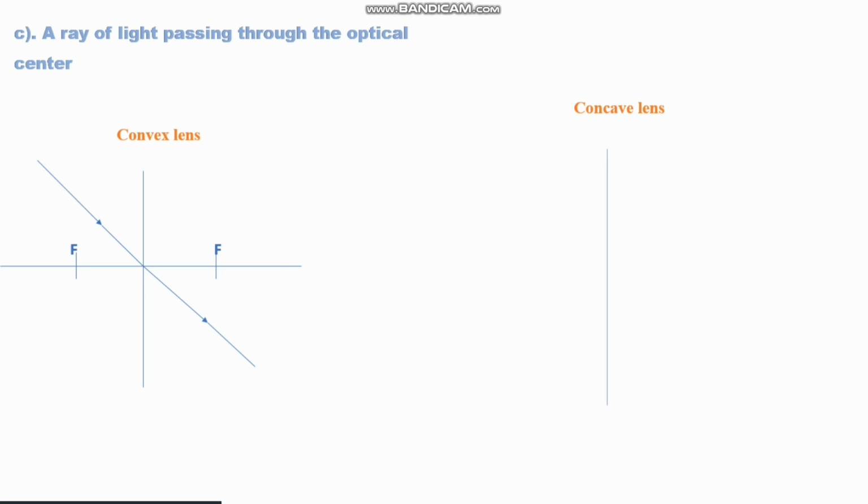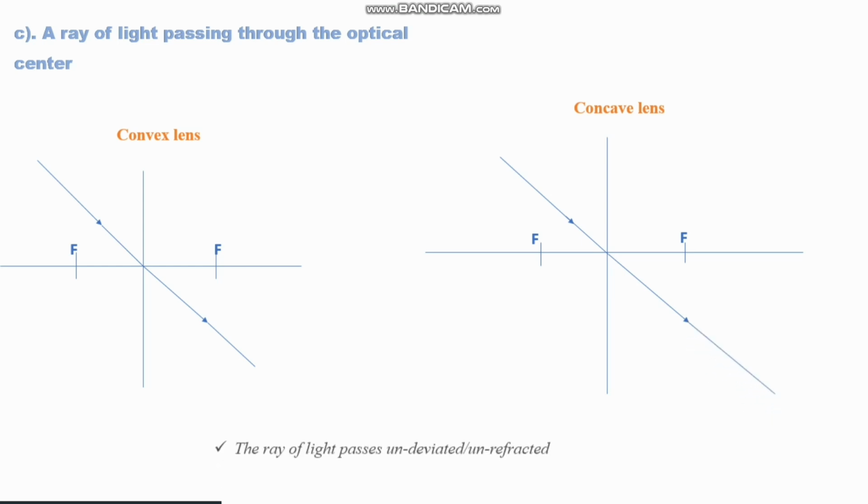The same case applies to the concave lens. We have the principal axis and the optical axis. The center is the optical center. We have a ray of light passing, so this ray passes undeviated. So for both cases, the ray of light passes undeviated or unrefracted. So that is the third kind of ray that is very important as far as locating the size and the position of the image is concerned.